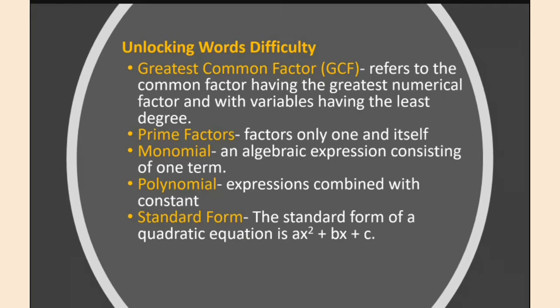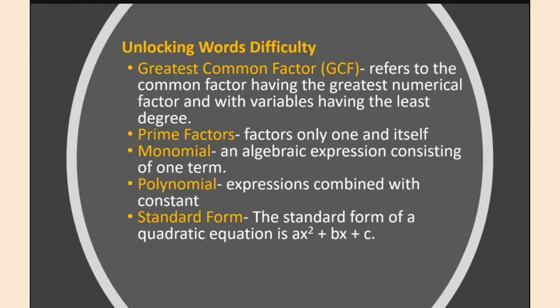It refers to the common factor having the greatest numerical factor, and with the variables having the least degree. Okay? Greatest numerical, least degree. Later, we will understand it better with an example, what the greatest numerical and least degree in the GCF mean.